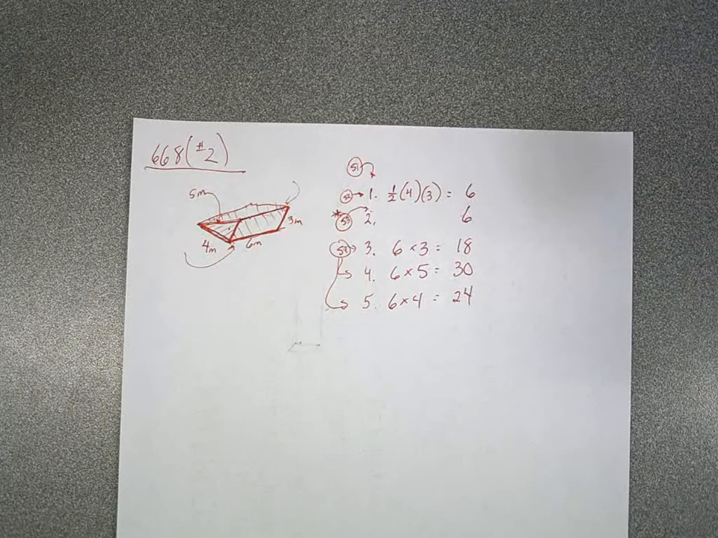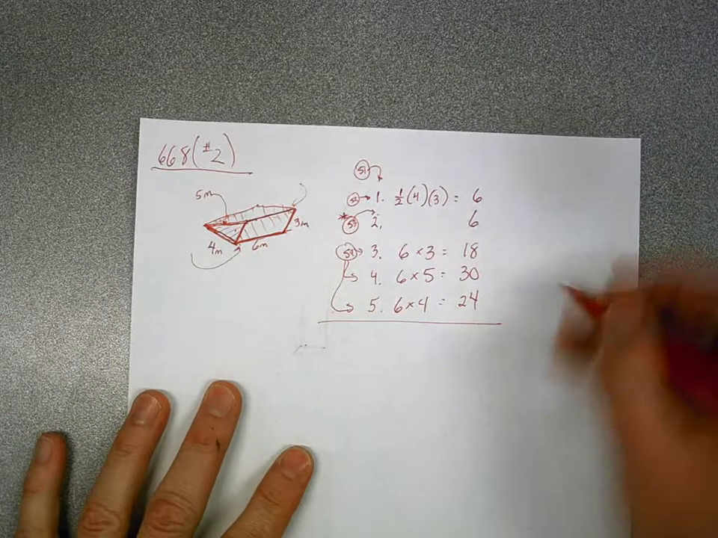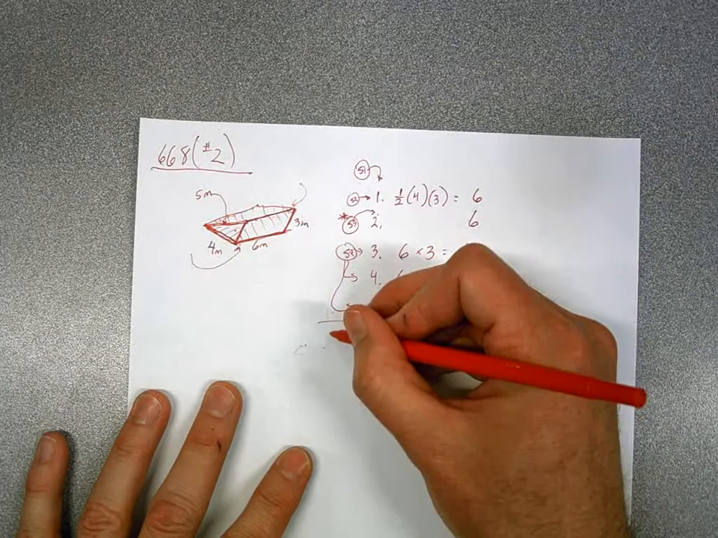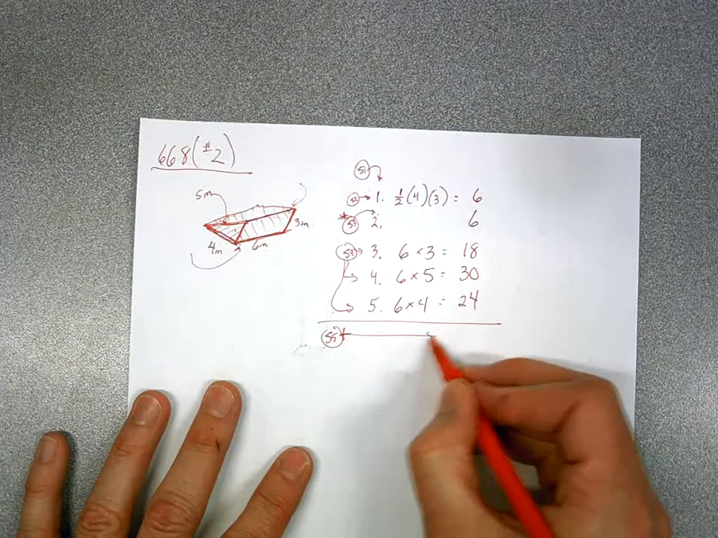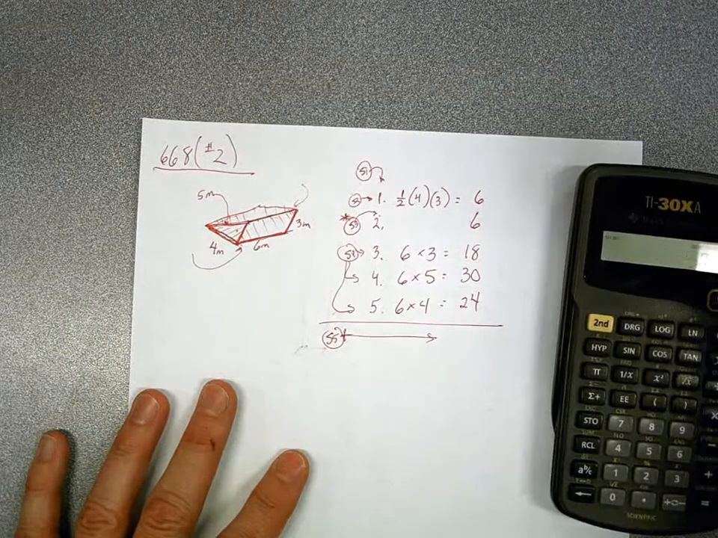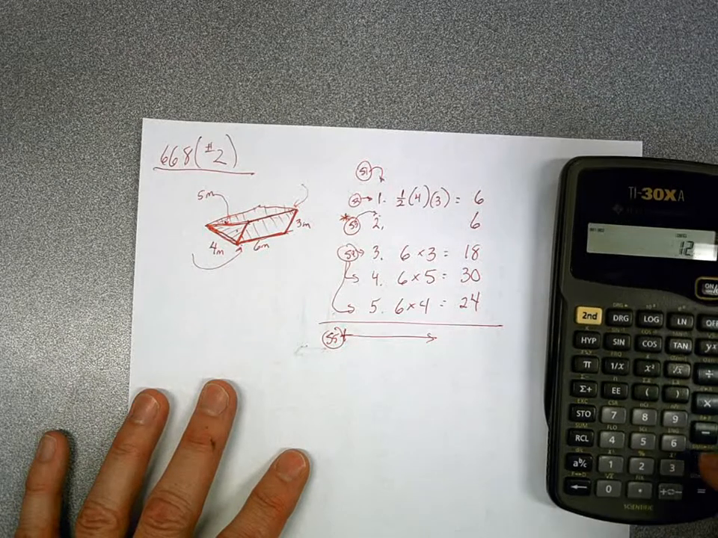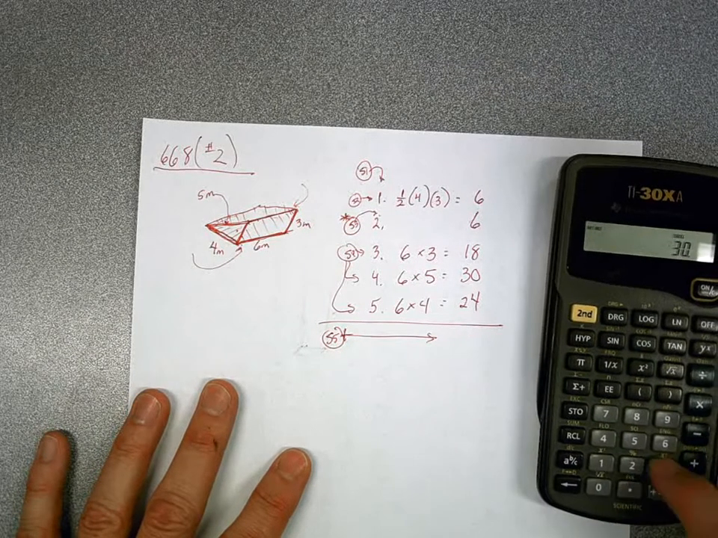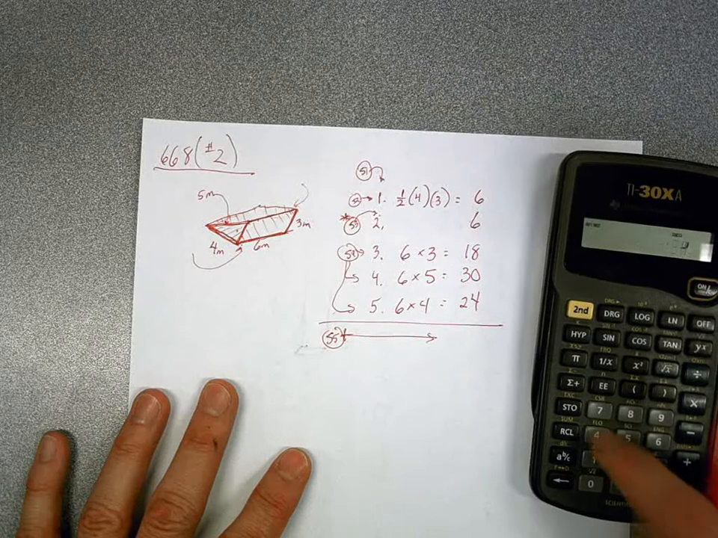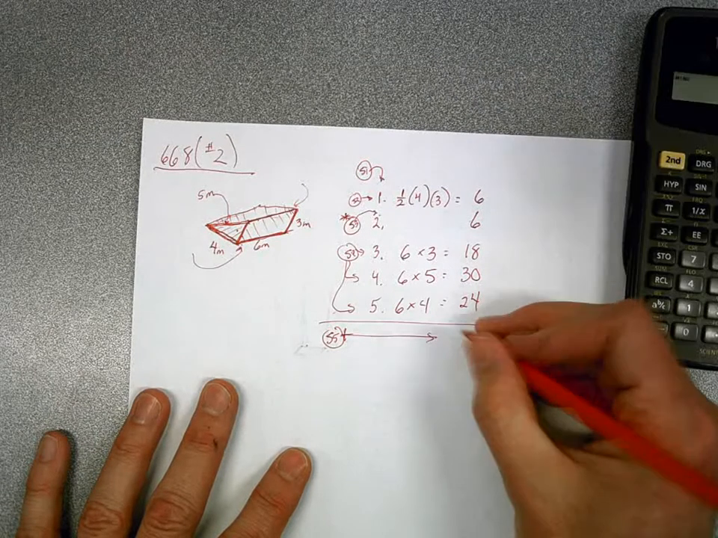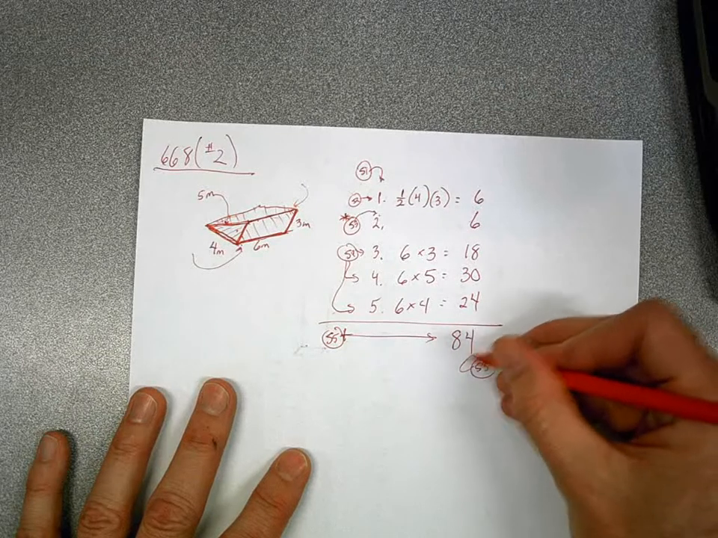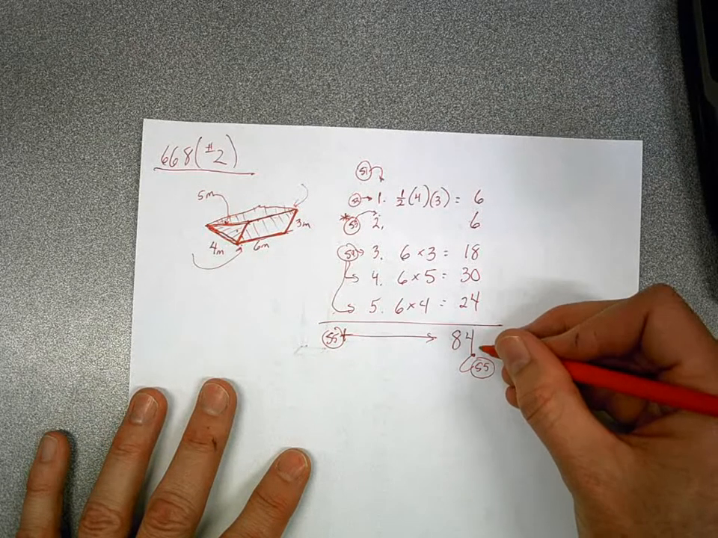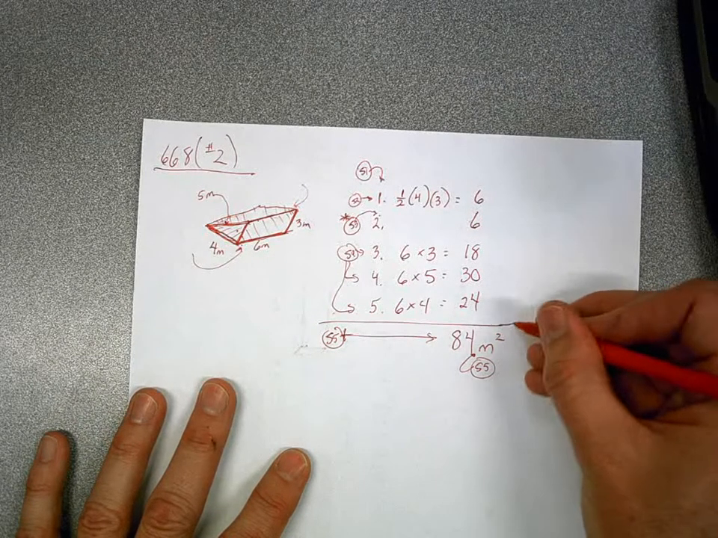And now comes step 5. We're going to add these up. So here we go. 6 and 6 is 12 plus 18 plus 30 plus 24 equals 84. And then, of course, just like before, put your units on. Do not forget, though, it is squared, 84 square meters.